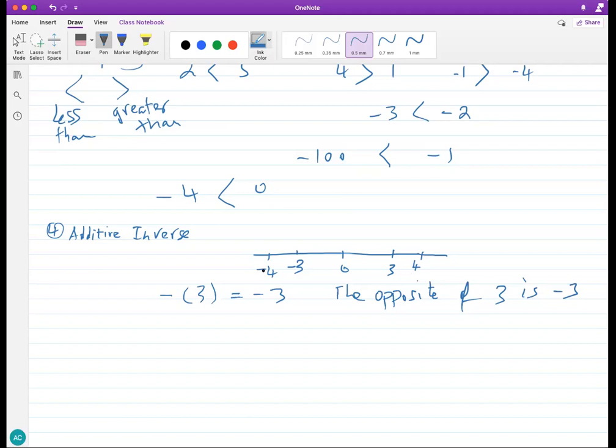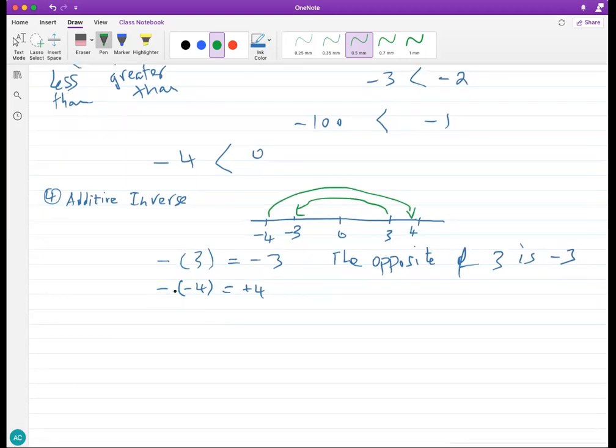So when you say, for example, the opposite of -4 is 4, we can write it this way. We say the opposite of -4. So the first negative we can read as the opposite of -4, which is +4. Basically, it's this one. Or when you say the opposite of 3 is -3.